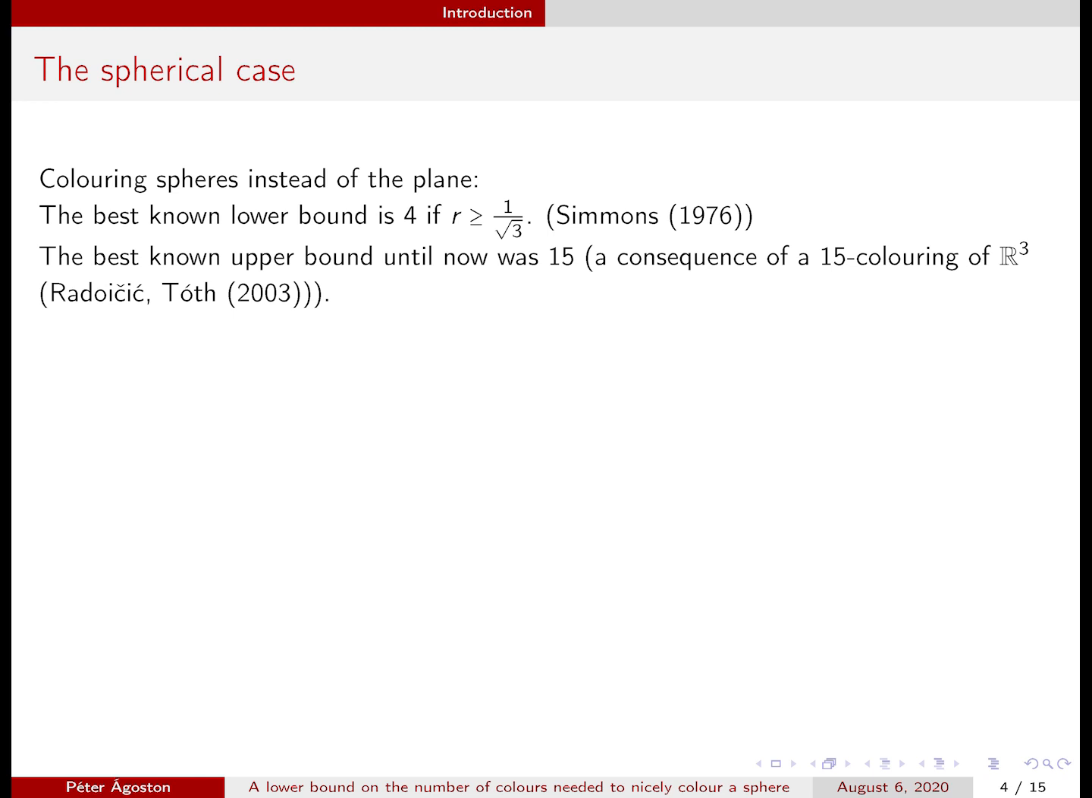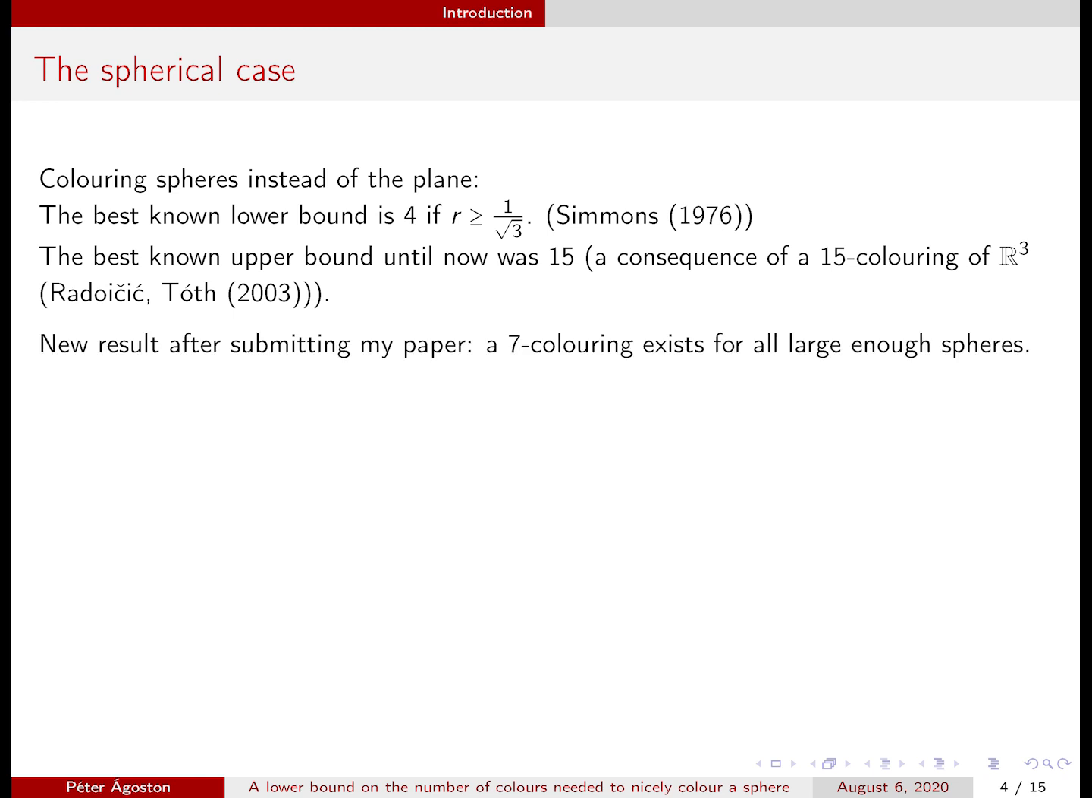As for the upper bound, until recently the best known bound was 15, which comes from a construction by Radoičić and Tóth coloring the 3-dimensional space with 15 colors. After submitting my paper, an upper bound of 7 for large enough spheres was obtained.